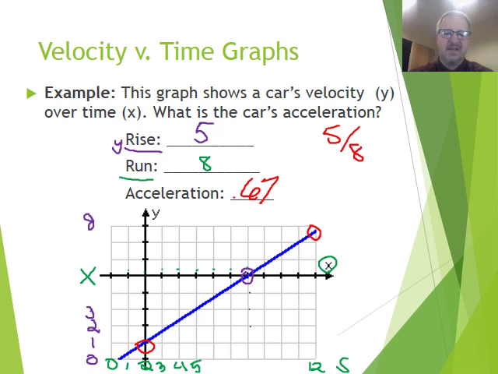So our acceleration is this, meters per second. So every second, the car is 0.67 meters per second faster than it was the previous second, is what that tells us. That's what acceleration is, the change in speed or velocity.